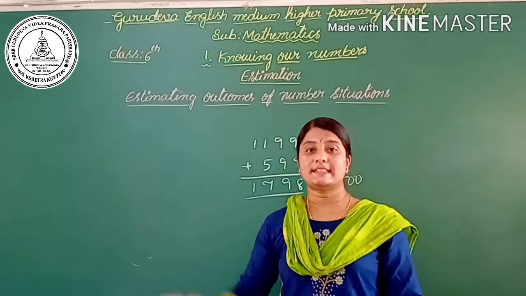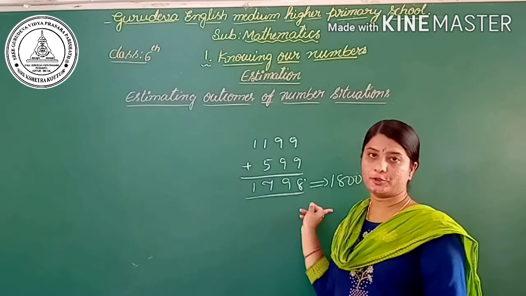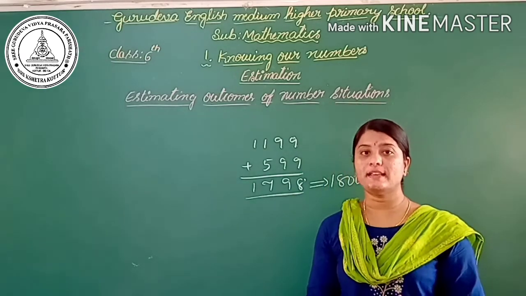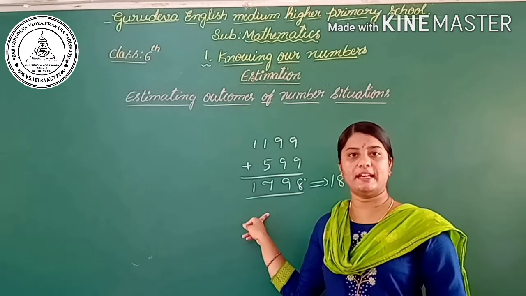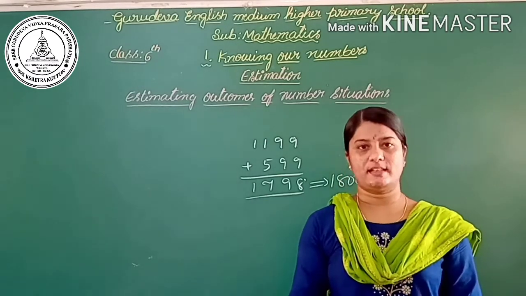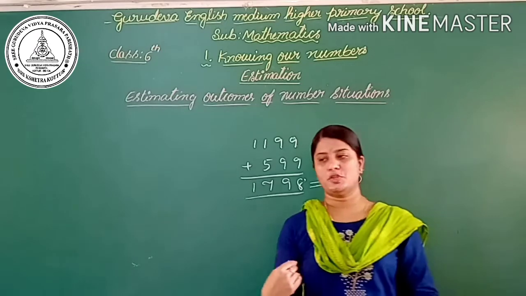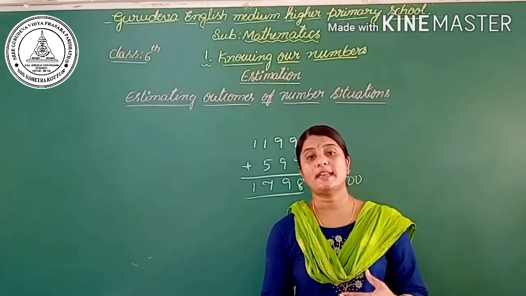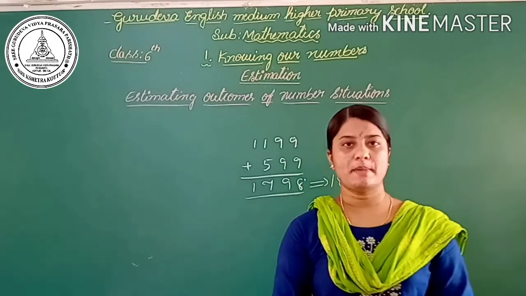Okay, it's approximately 1800 rupees. Yes, you can buy both. If you add the actual price, that is 1798, that's not necessary. Hence we use estimation. And as we can discuss 5 more situations where we have to estimate sums or remainders.